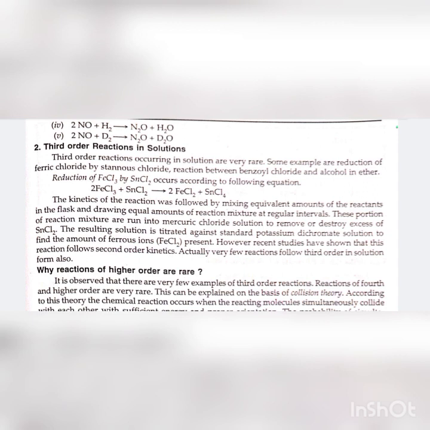The kinetics of the reaction was followed by mixing equivalent amounts of the reactants in a flask and drawing equal amounts of reaction mixture at regular intervals. These portions of reaction mixture are run into mercuric chloride solution to destroy the excess of SnCl2. The resulting solution is titrated against standard potassium dichromate solution to find the amount of ferrous ions present. However, recent studies have shown that this reaction follows second order kinetics. Actually, very few reactions follow third order in solution also.